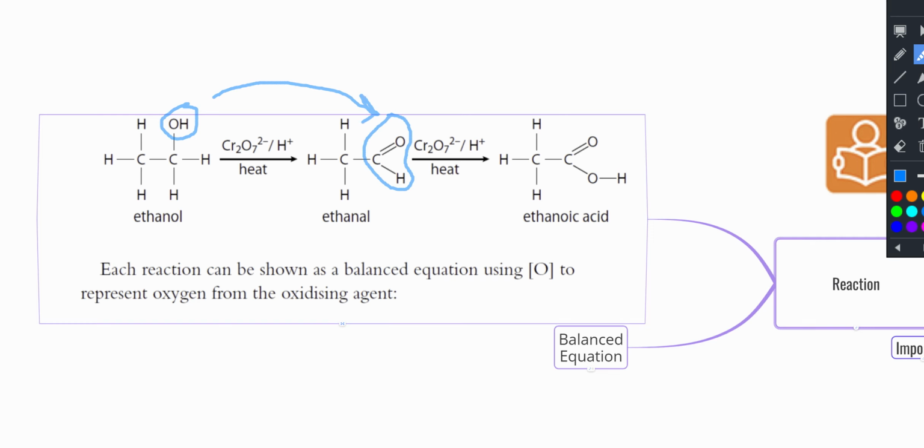Now here I'm using the example of dichromate ions, acidified dichromate ions. But I shall tell you something important about this oxidation process, something that will actually help you in your further studies.